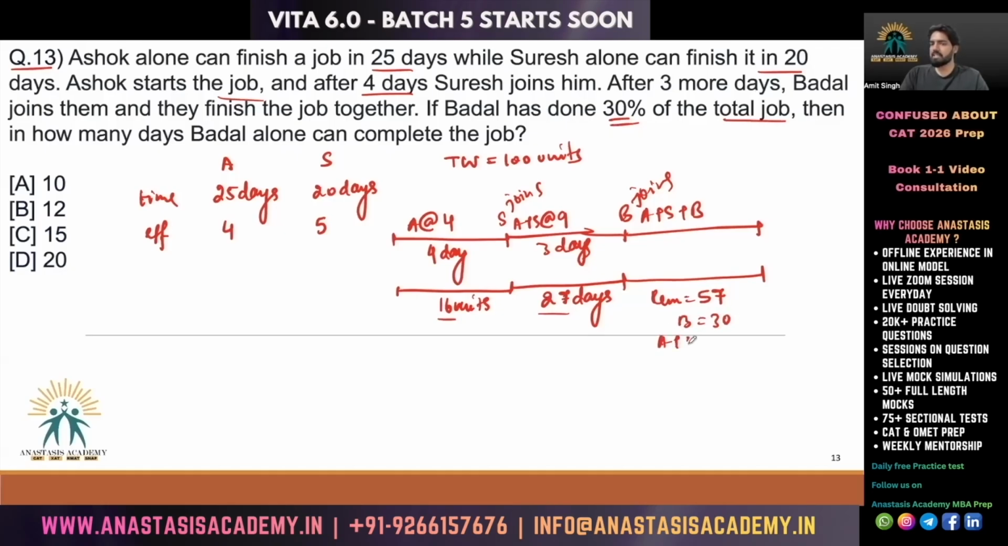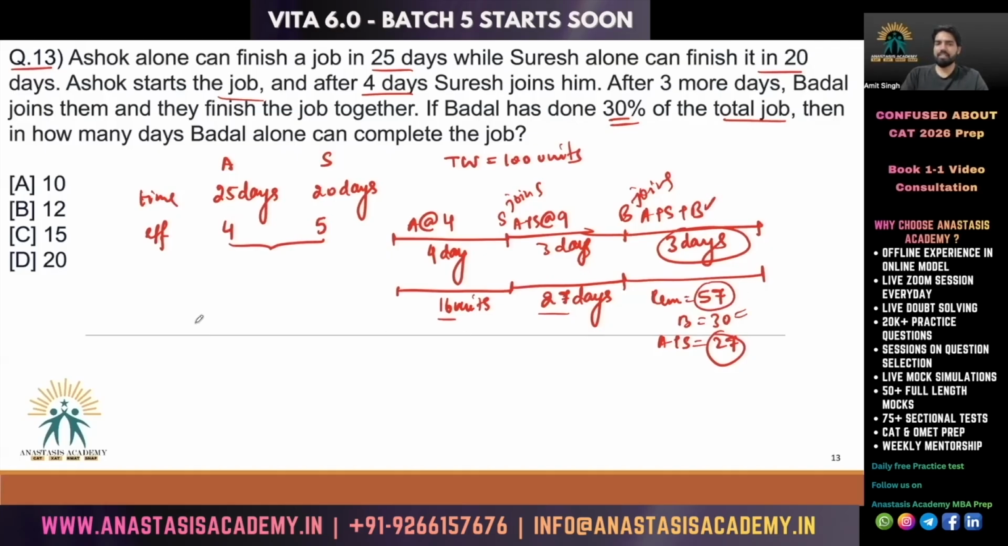So A plus S would complete 27 units. And because A plus S are operating at 9 units per day, they would take 3 days. So it must have been 3 days for completing 57 units, right? And in 3 days, Badal completed 30 units.